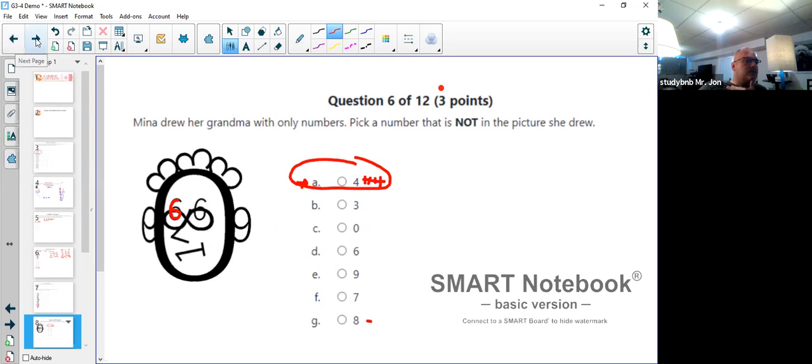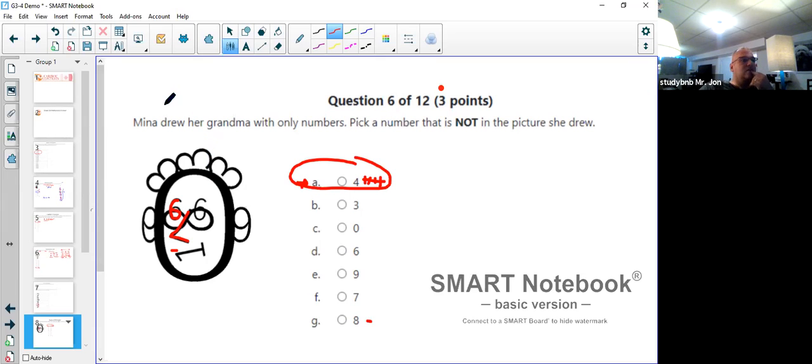All right, let's try another one. Yeah, 1 is on there for sure. 1 is right here, but it's not in the list anyway, so it doesn't matter. 7, yeah, 7's right here on the nose. Upside down 7, right? So you just have to take your time.